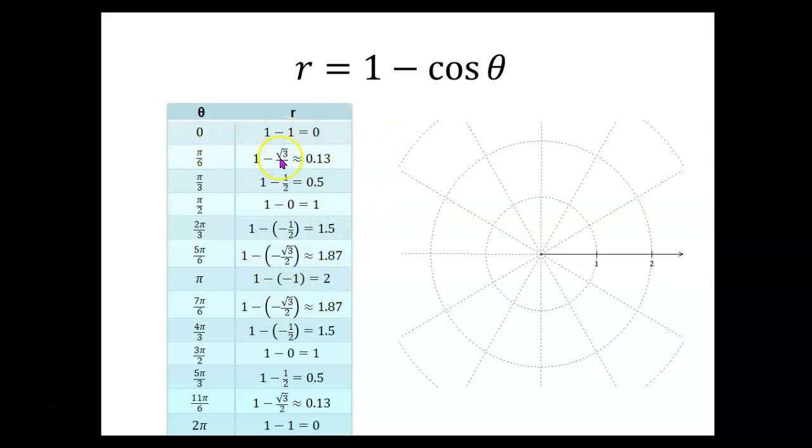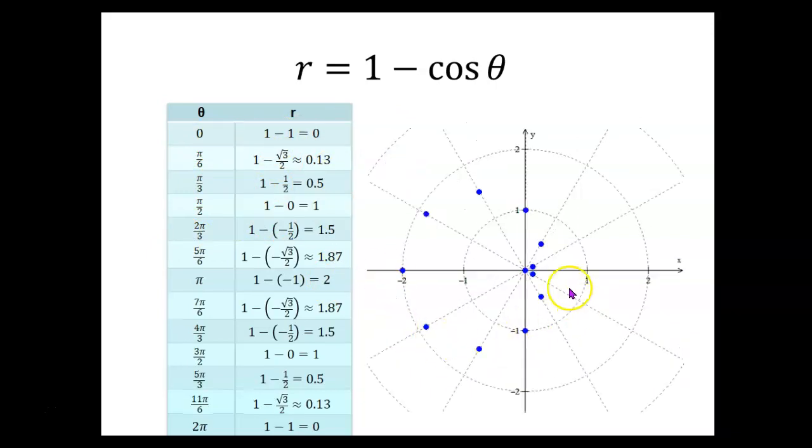Now look at what happens when we plot these points. Here's the point 0, 0. Here's the point pi over 6, 0.13. Here's the point pi over 3, 0.5. When you're at an angle of pi over 3 and a distance of 0.5 or 1/2 a unit away from the pole. Here's the point where theta is pi over 2 and r is 1. When theta is 2 pi over 3, r is 1.5. When theta is pi, r is 2, so that gets you out here. And as we go around, these are all the points that we pass through.